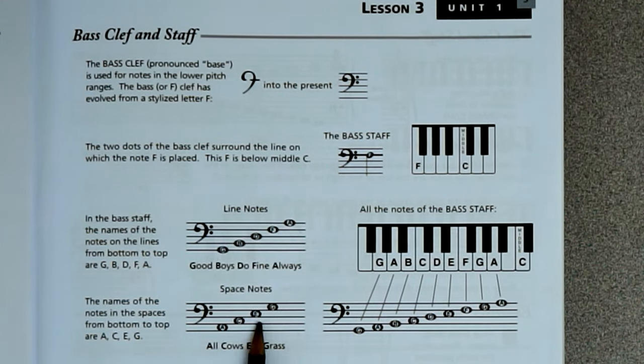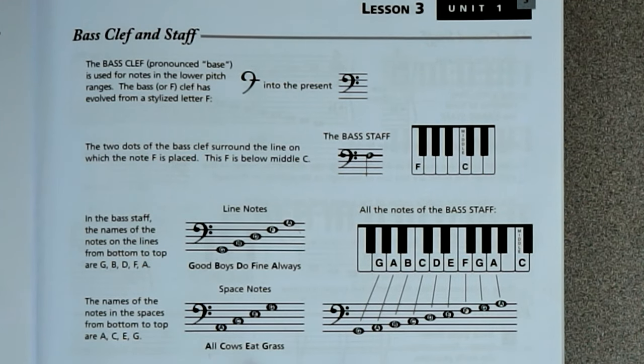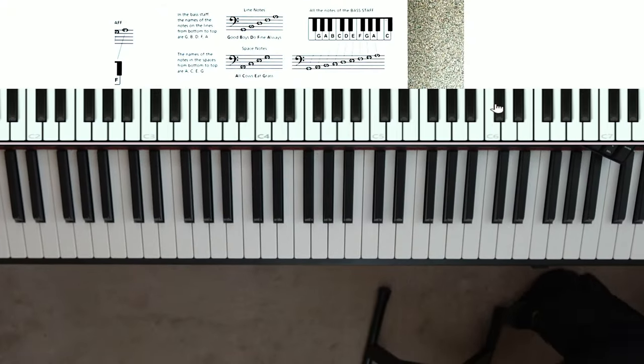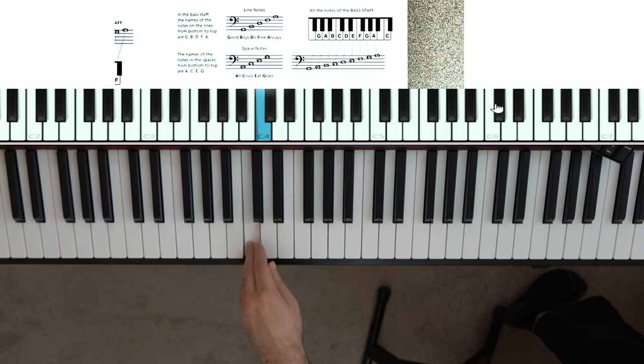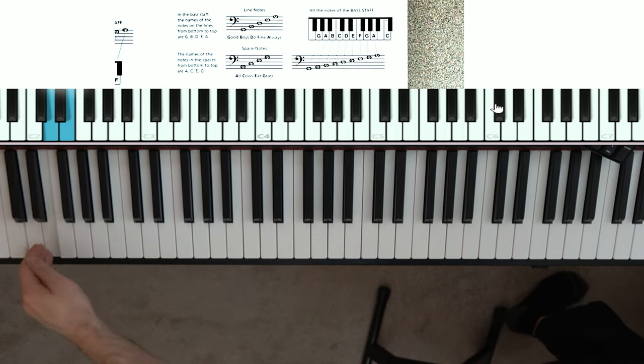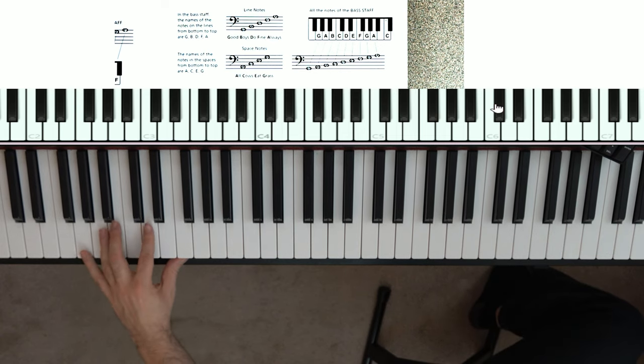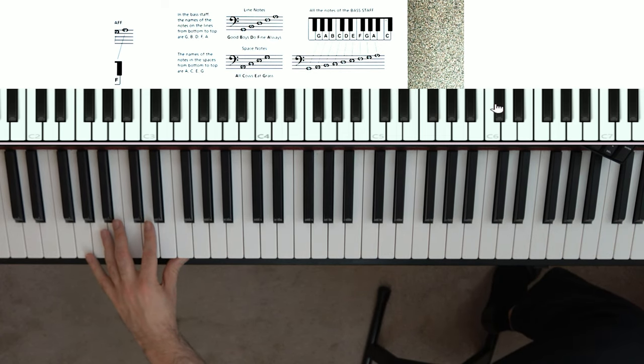You got all cows eat grass for the spaces. A, C, E, and G. And then when you put them all together, they go all right in a row. So let me just show you on the piano where the lines would be. So here's the thing I want you to understand: with treble clef, we were talking about from middle C, this is middle C, by the way, up this way, but bass clef is middle C down that way.